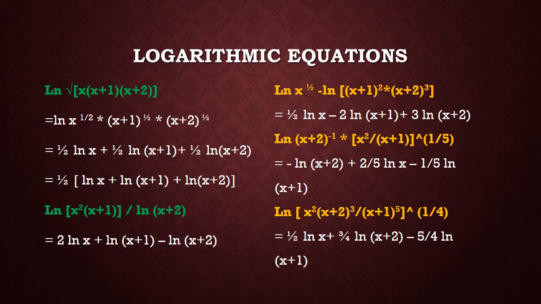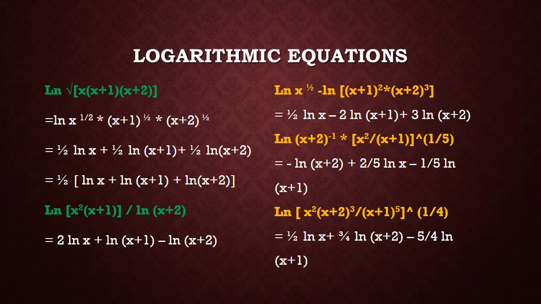Next, ln of x square into x plus 2 cube over x plus 1 raised to power 5, and this whole term has a power of 1 over 4. So we solve it further and you get 1 over 2 ln x. Now where does this 1 over 2 come from? We have this answer because x square has a power of 1 over 4 outside the brackets, you can see that. So 2 multiplied by 1 over 4 gives you 1 over 2.